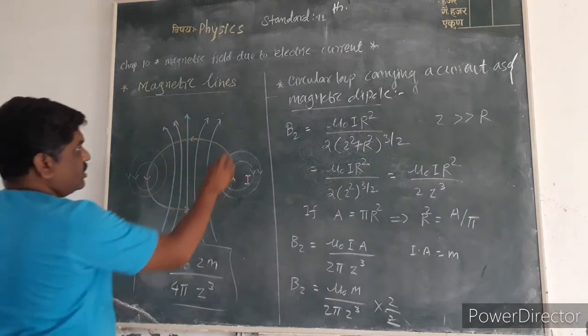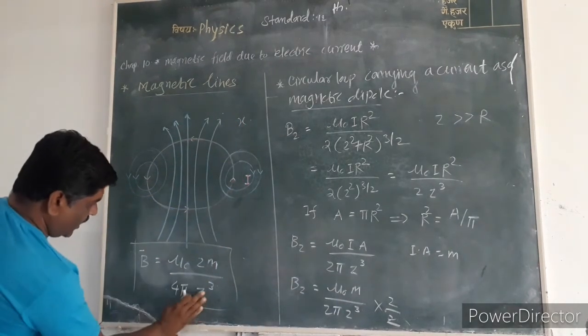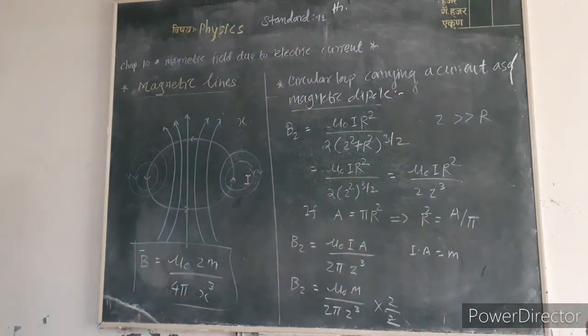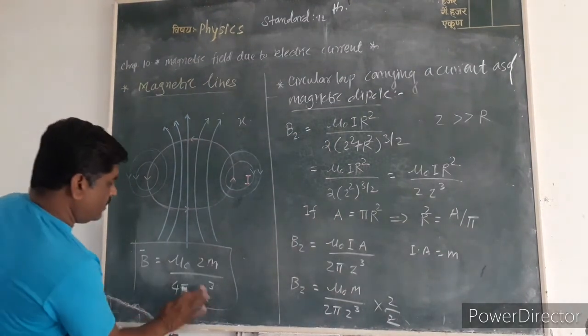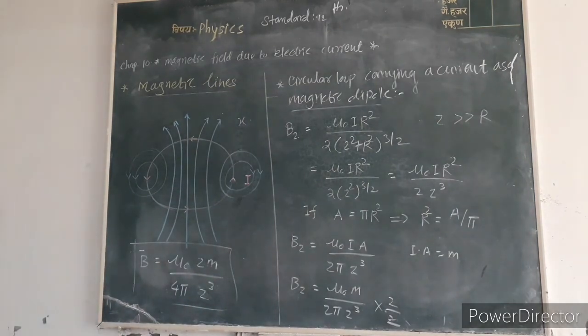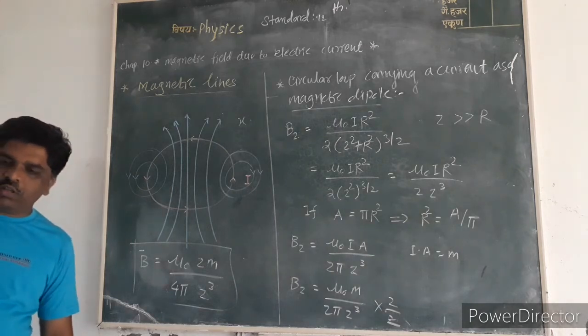Sometimes, suppose this distance is x, then mu 0 upon 4 pi into 2m upon x cube. But in our book the distance is z, hence mu 0 upon 4 pi into 2m upon z cube. This is due to a magnetic dipole.